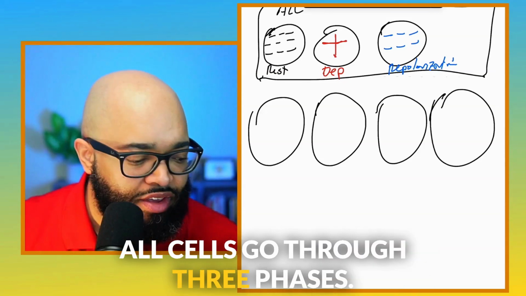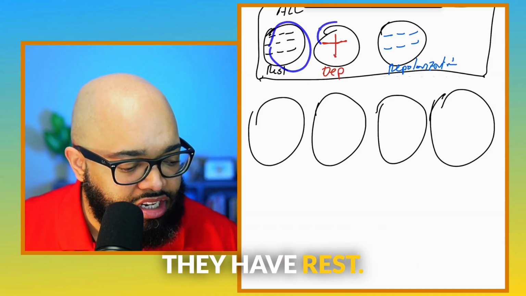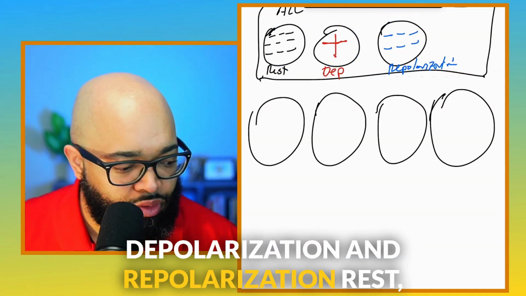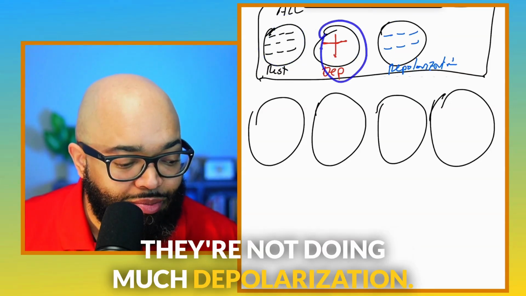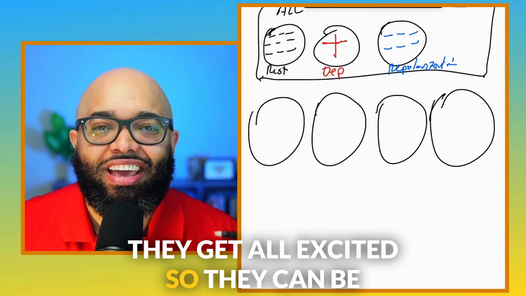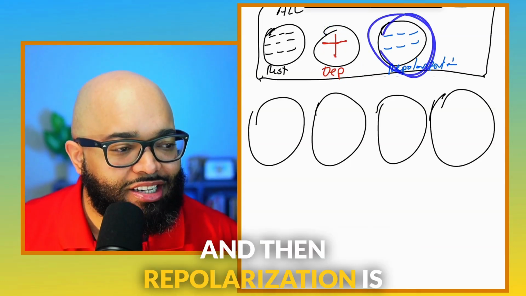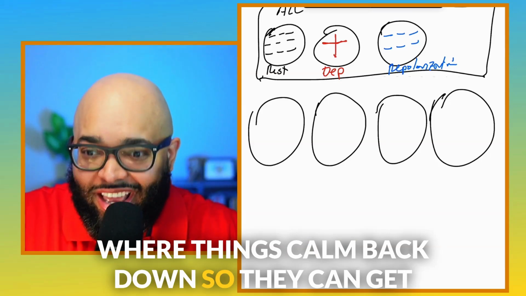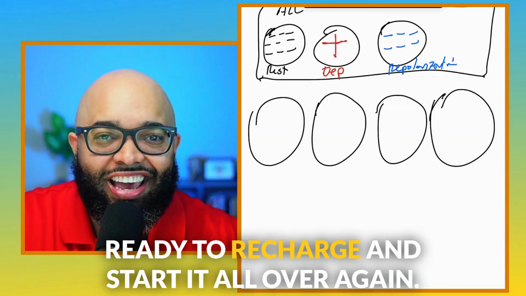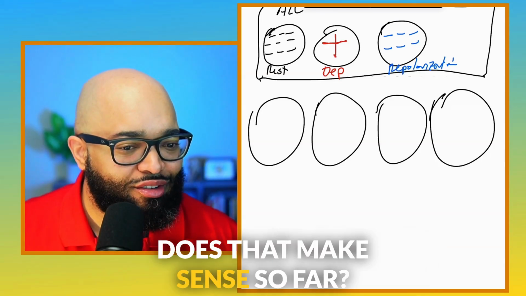All cells go through three phases. They have rest, depolarization, and repolarization. Rest, they're not doing much. Depolarization, they get all excited so they can be stimulated and then they can go to work. And then repolarization is where things calm back down so they can get ready to recharge and start it all over again. Does that make sense so far?